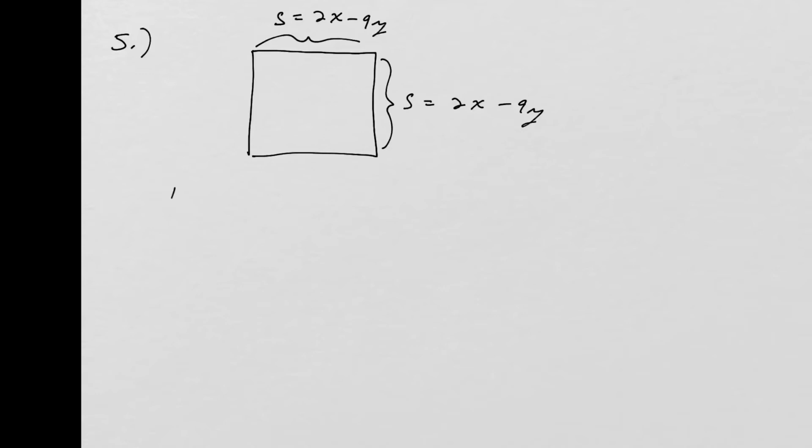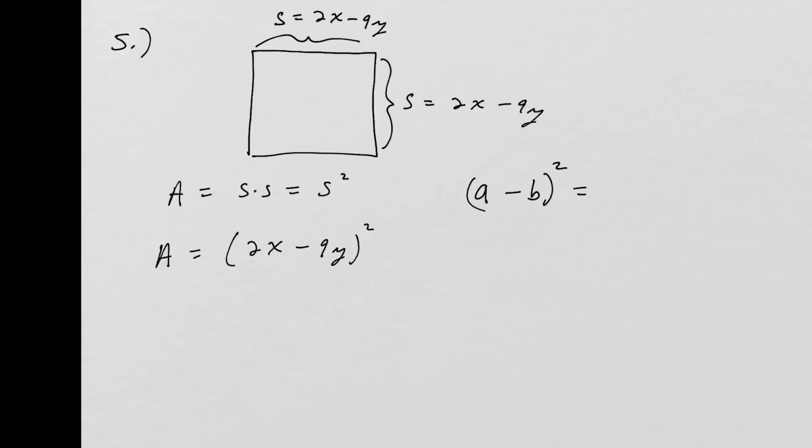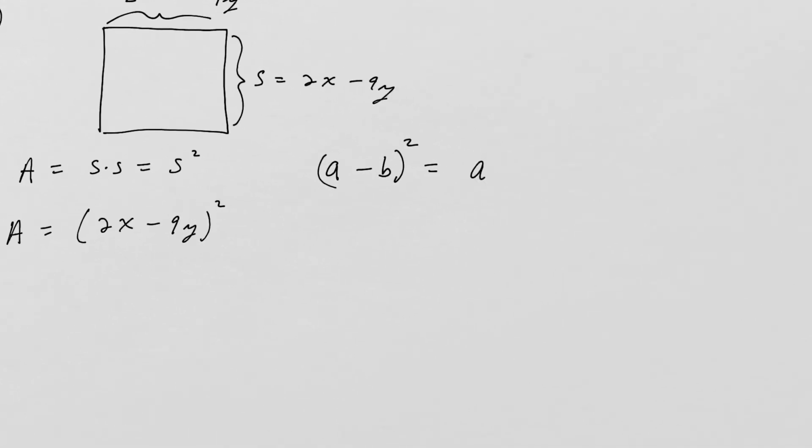So how do I find the area of a square in general? Well, it's going to be length times width, or in this case, side times side, which you can write as side squared. So since the length of the side is 2x minus 9y, to find the area, I really want to do 2x minus 9y squared. Now, there's a couple of ways you could do this. If you wanted to use one of those special products, remember if you have a minus b squared, this is simply going to be equal to a squared minus 2ab plus b squared. So you could use that special product.